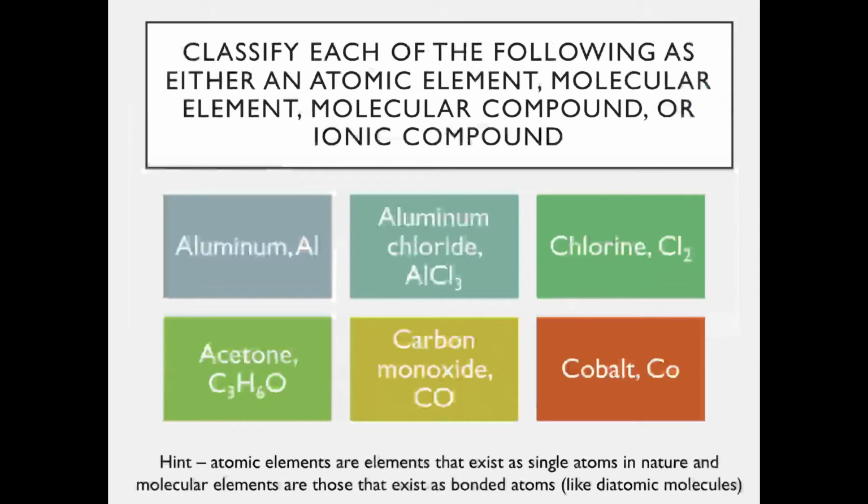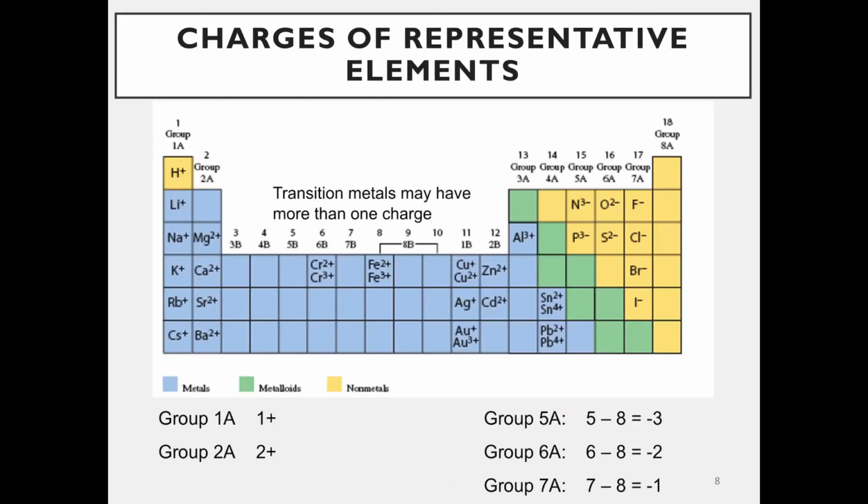Okay, let's go over this. Aluminum is just by itself, so that one is an atomic element. Aluminum chloride is made up of a metal and a nonmetal, so it is an ionic compound. Chlorine, Cl2, is a diatomic molecule, so we would call this a molecular element because there are 2 of them. Acetone has carbon, hydrogen, and oxygen, all nonmetals, so that is a molecular compound. Carbon monoxide, also both nonmetals, is a molecular compound. And cobalt is a single element just sitting by itself, so that is an atomic element.